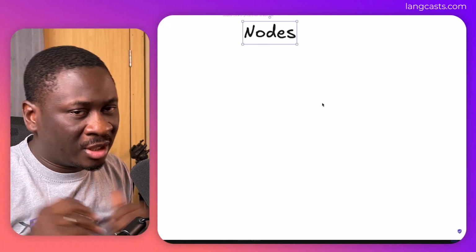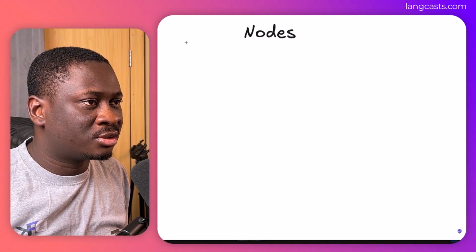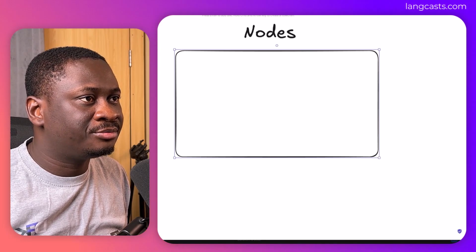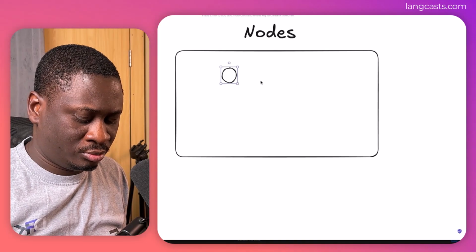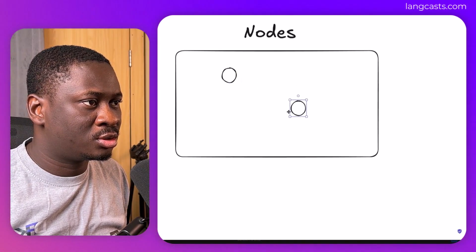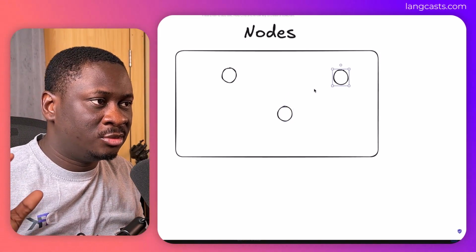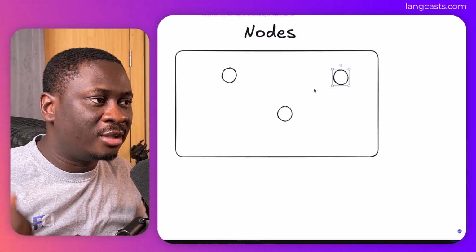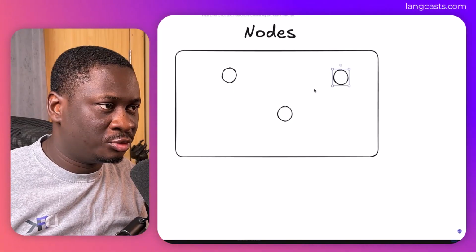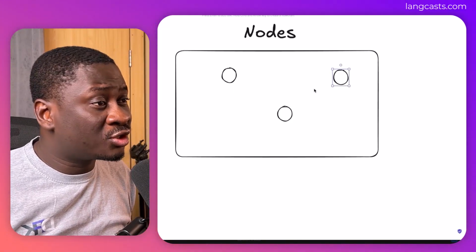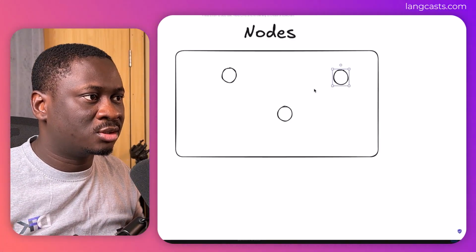Now, nodes are primarily the action takers in a LangGraph graph. So let's say this is our graph, and our graph is going to consist of one or more nodes, and these are basically the processing units within our graph. This is where actions take place. If you need to call a file, or if you need to read a file, this is where you do it. If you need to call an API, this is where you do it. If you need to call an LLM, this is where you do it. Every single processing you need to do, this is where you do it.